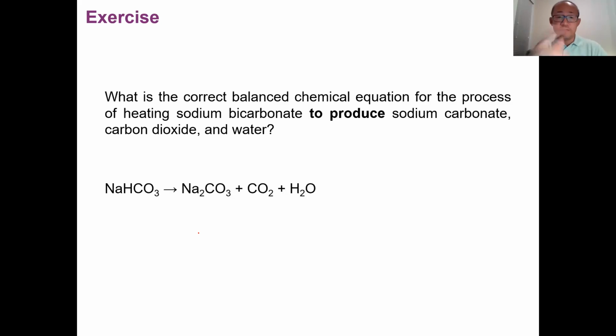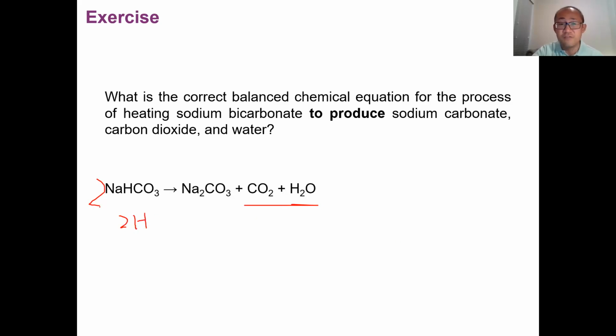If you notice that on the right side, I have 2 sodium. So first, I need to put a 2 in front of the sodium bicarbonate to balance the sodium. And what's amazing about this reaction, you will notice that after I put the 2 in front of sodium bicarbonate, hydrogen and oxygen are actually balanced at the same time. After I put a 2 in front, I got 2 hydrogen on the left, and I got 2 hydrogen from water on the right as well.